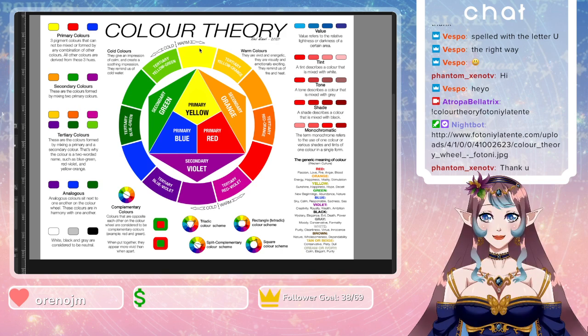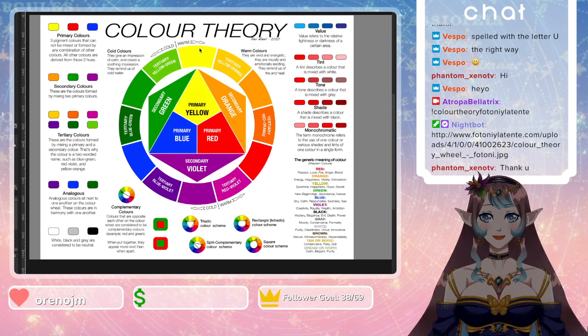Yellow, well, obviously represents the sunshine, because we see the sun as yellow because of how the color reflects on the atmosphere.